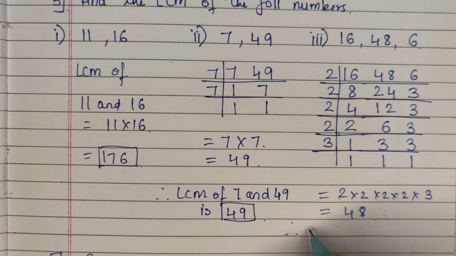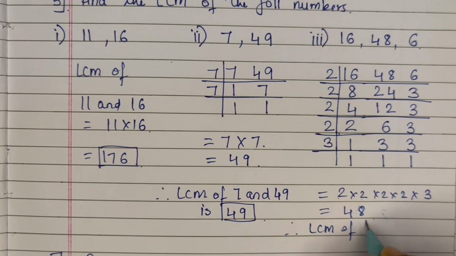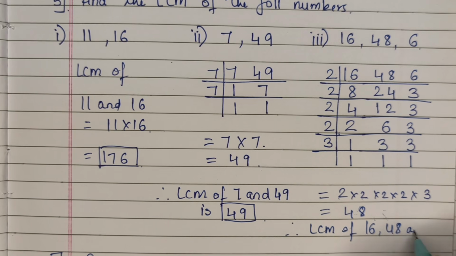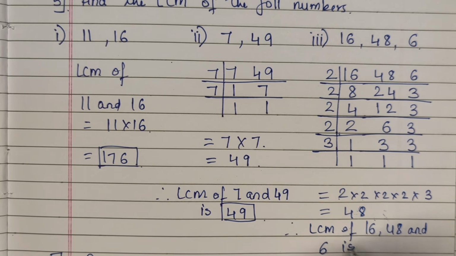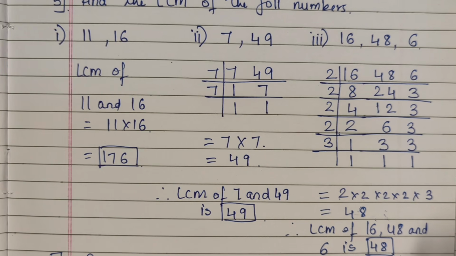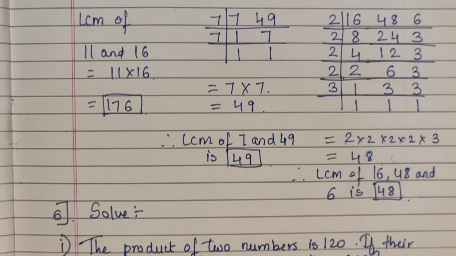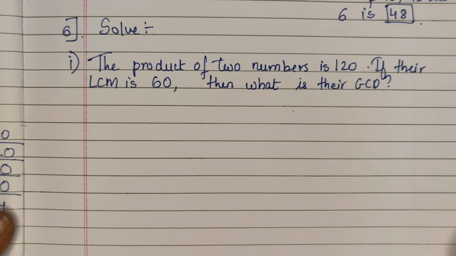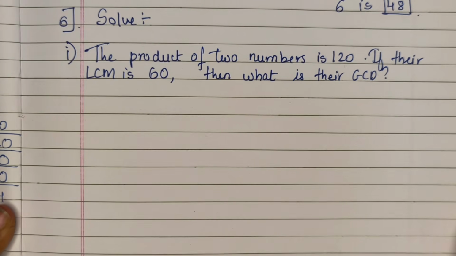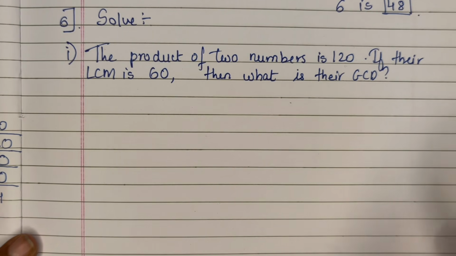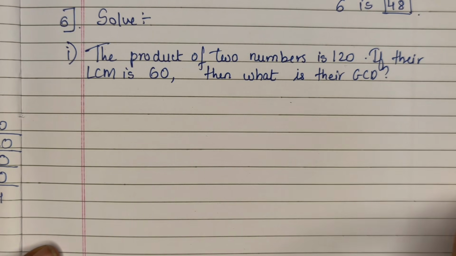Therefore LCM of 16, 48 and 6 is 48. Understood? So here we have finished question number 5. Now see question number 6. We have already done this type of sum in practice 5.3.